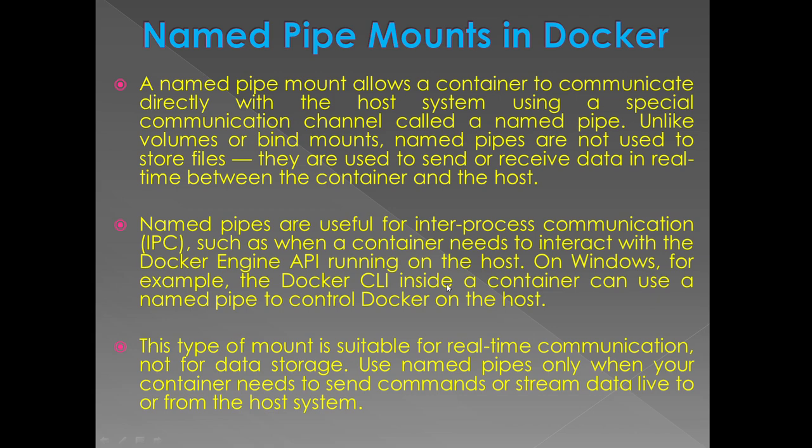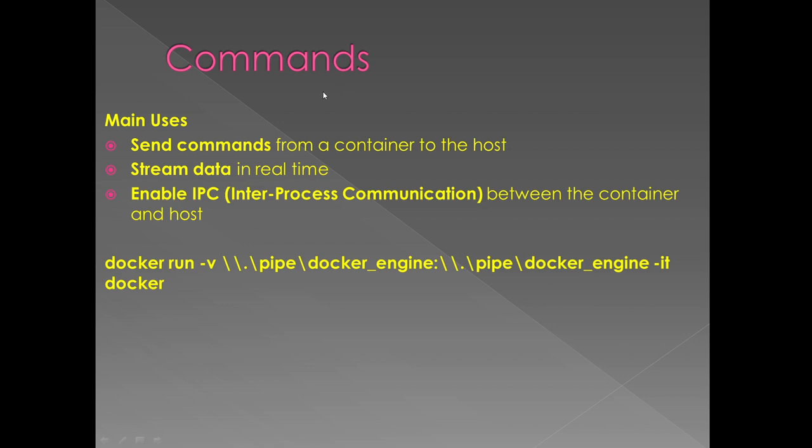For example, the Docker CLI inside a container can use a named pipe to control Docker on the host. This type of mount is suitable for real-time communication, not for data storage. Use named pipes only when your container needs to send commands or stream data live to or from the host system. These are the main uses of named pipes. Named pipe mount: send commands from a container to the host, stream data in real time, enable IPC. This is the command.